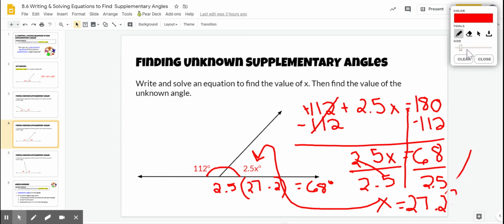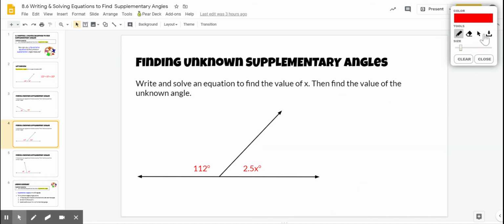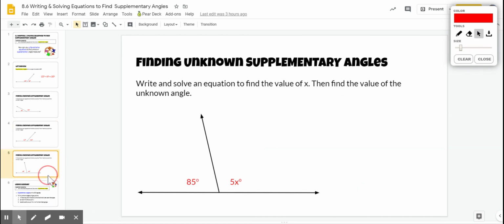All right, here is our last example. I'm going to have you try this one from beginning to end. So the first thing I want you to do is write an equation that would represent this angle relationship that we could use to find the value of x.